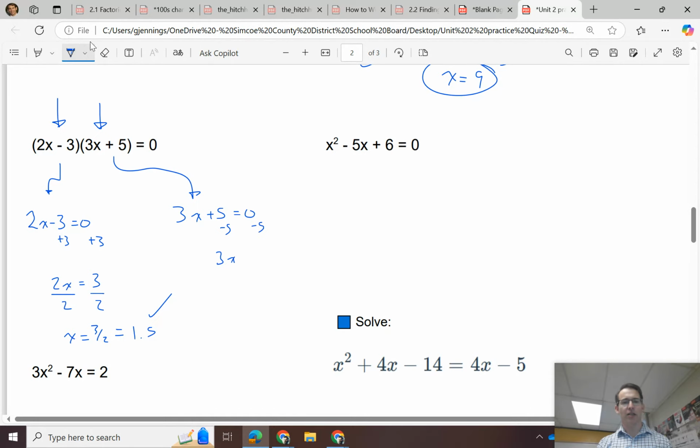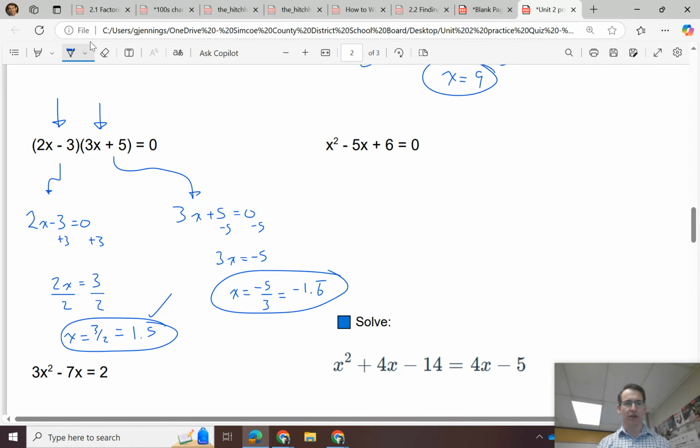Over here, we subtract 5 from both sides. We get 3x equals negative 5, and then we divide both sides by 3. X equals negative 5/3, which equals, oh, it makes me want to barf a little bit, negative 1.6 recurring. There's an answer, there's an answer. Both correct.